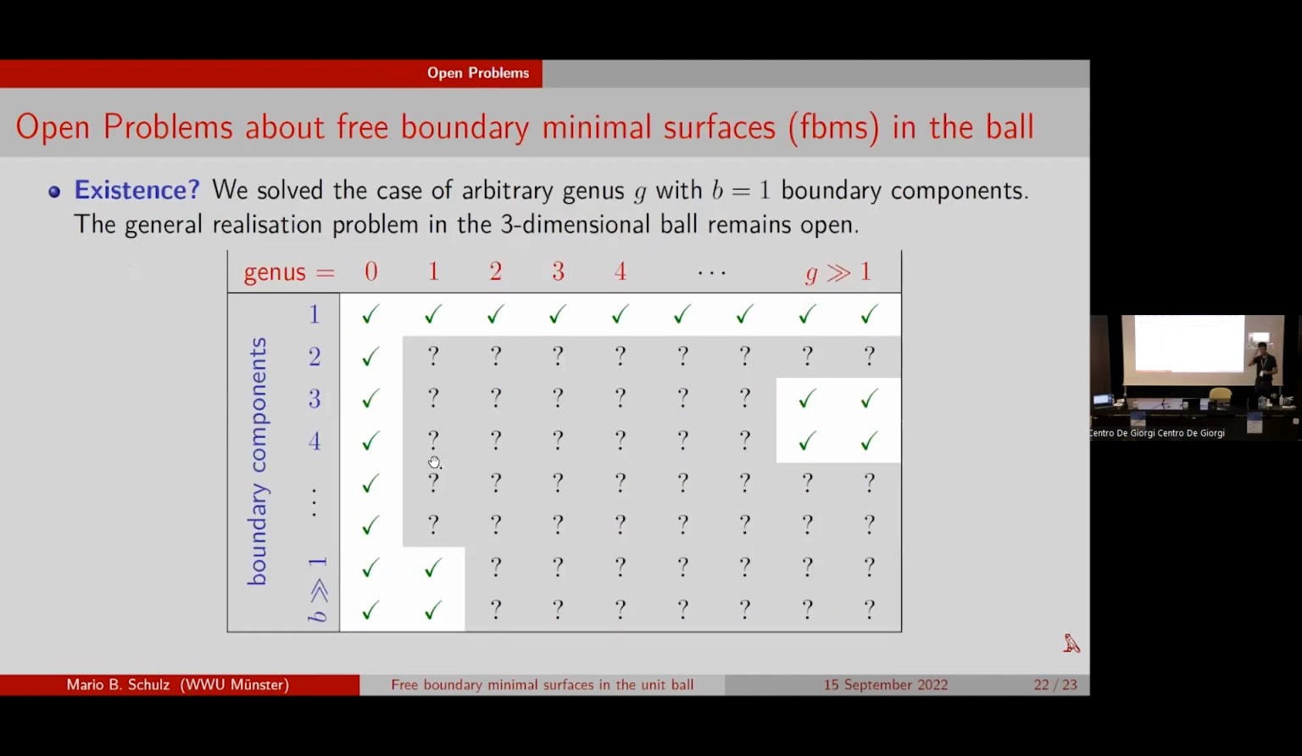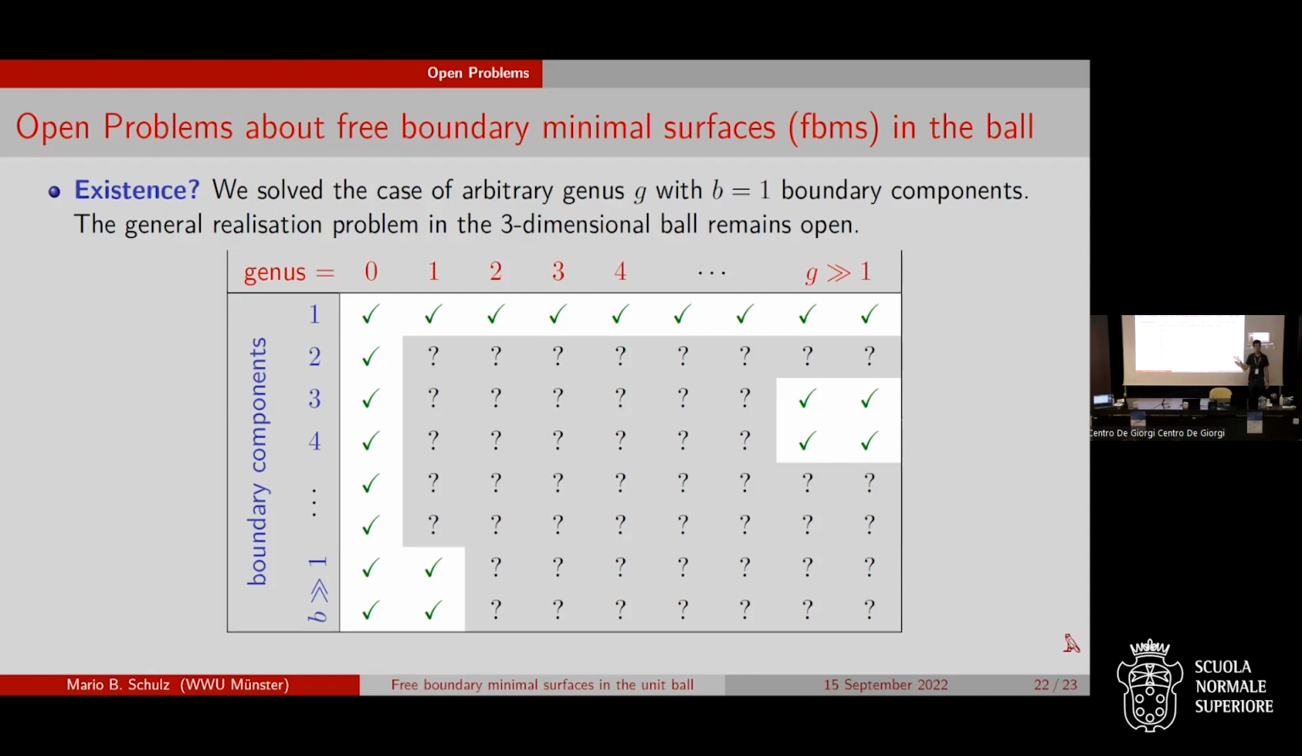So let me summarize what I've told you. Remember the existence question, right? Our main contribution was to show that surfaces with arbitrary genus and one boundary component exist. That's this row here. Other people have shown that genus 0 and any number of boundary components is possible, or genus 1 and a large number of boundary components, or if you remember the surfaces by Kapouleas and Lee, and our second family, 3 boundary components and large genus is possible. And if you remember the doubling of the catenoid, 4 boundary components of large genus is possible.